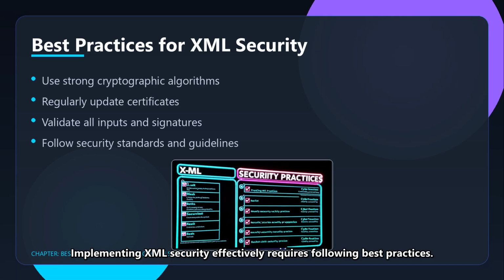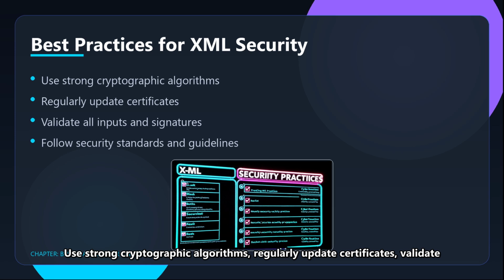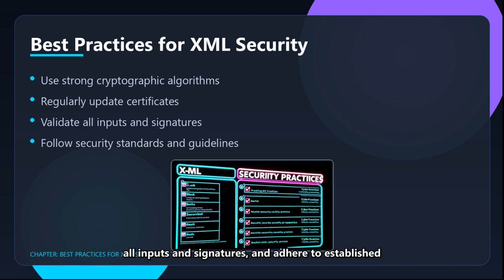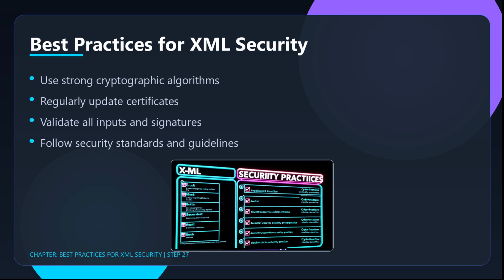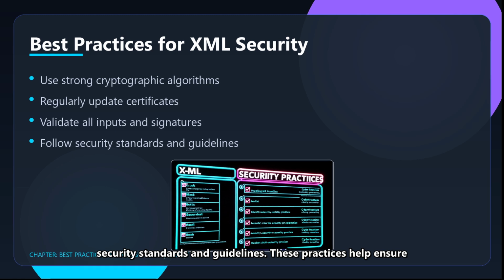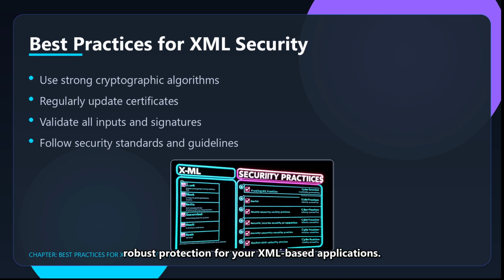Implementing XML security effectively requires following best practices. Use strong cryptographic algorithms, regularly update certificates, validate all inputs and signatures, and adhere to established security standards and guidelines. These practices help ensure robust protection for your XML-based applications.